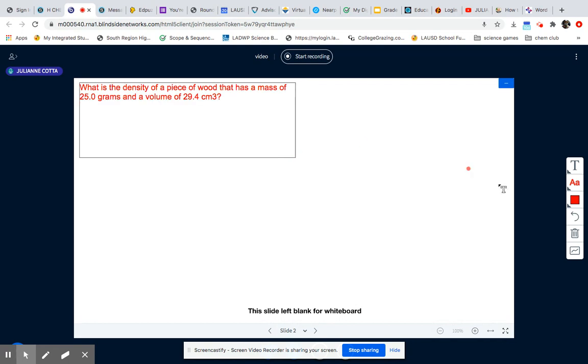So first question, what is the density of a piece of wood that has a mass of 25 grams and a volume of 29.4 centimeters cubed? Remember, it can't write the power on here, so it's without the power sign, so we'll have to accommodate for that. So the formula for density is density equals mass over volume.